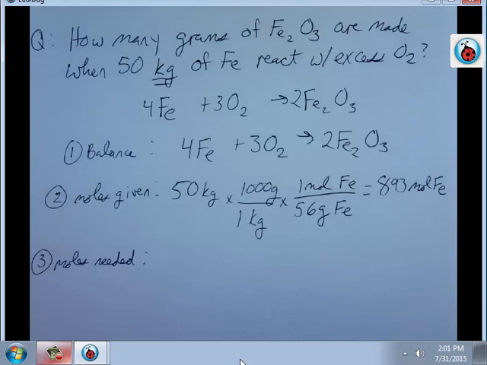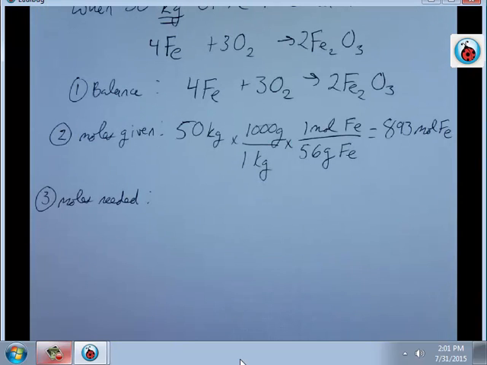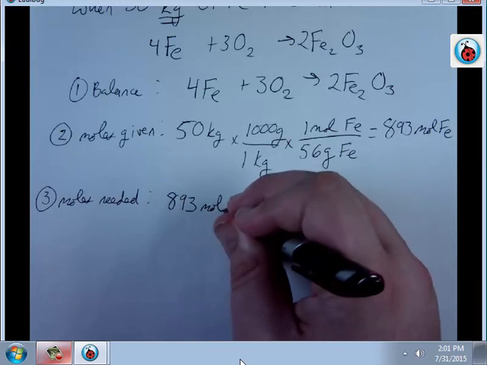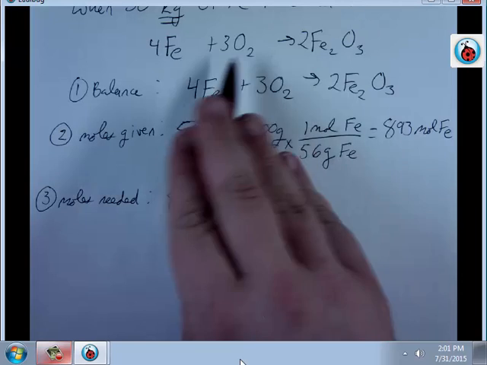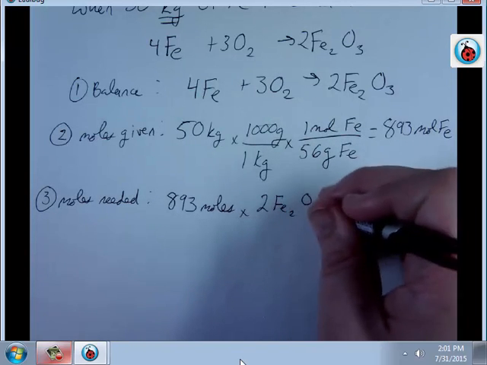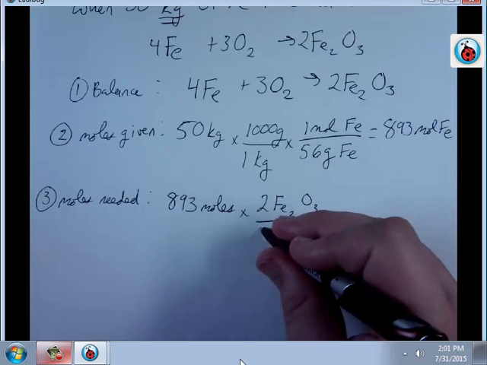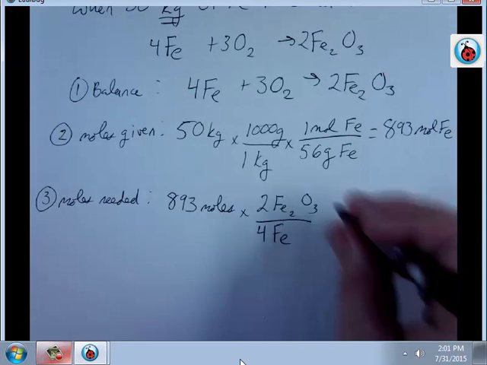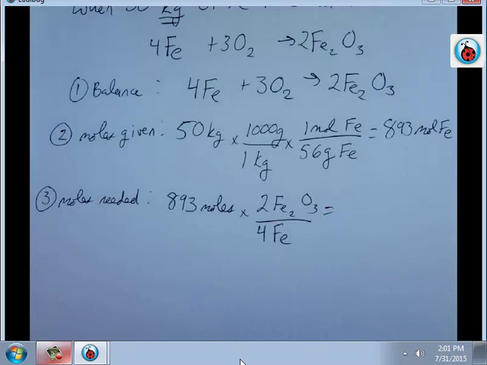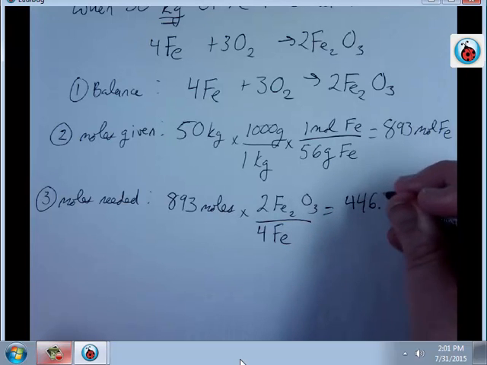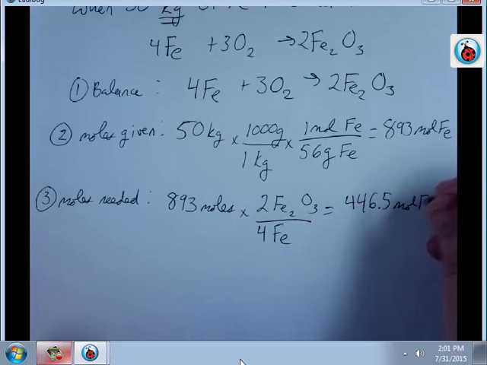All right, moles needed. So I have 893 moles times, I go back up to here, and it's 2 Fe2O3 for every 4 Fe's. And I end up with 446.5 moles of Fe2O3.